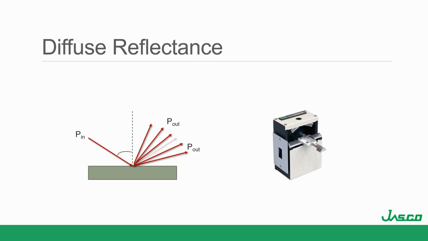So diffuse reflectance is where you have incident light on a rough surface, and the light comes off in many different directions, not just the specular component. You remove the specular component by collecting it with this accessory. Each one of those is a little sample cup that you put your sample on, and the light hits it, is focused through and goes out, and the specular reflectance goes out the top.